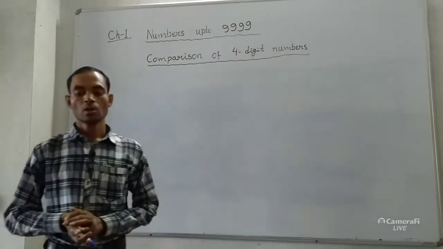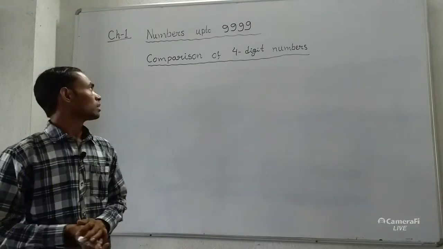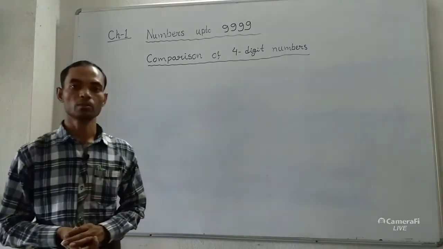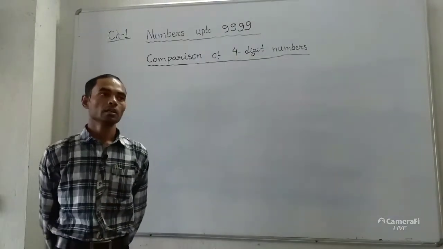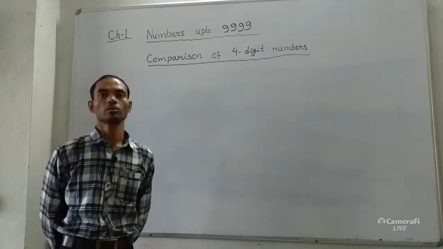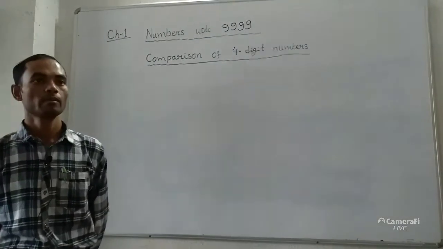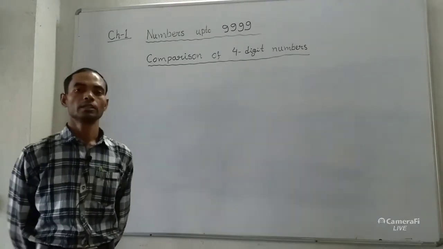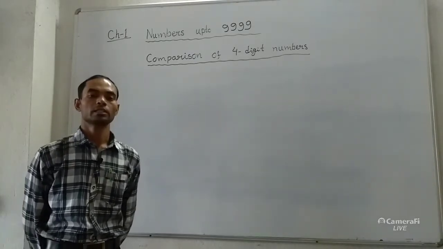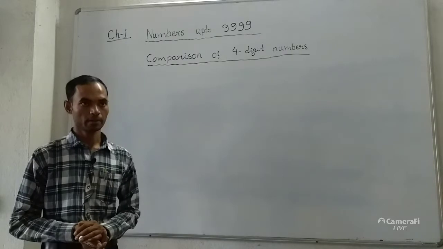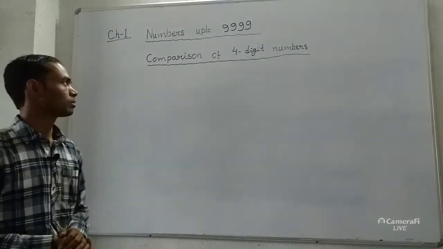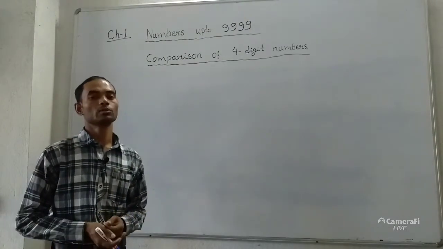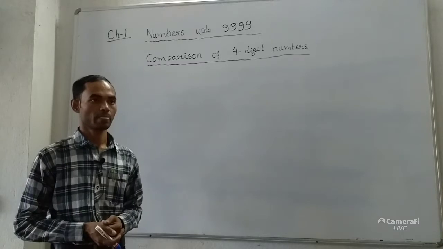Hello everyone. Today I have brought for you this topic, comparison of 4-digit numbers from your first chapter, numbers up to 9999. In our previous class we have learnt how to read or write a 4-digit number, what were the place values and face values of the digits in a number, and the expanded form of a given number. Now today we will learn how to compare between two numbers, that means which one is larger and which one is smaller among some given numbers.